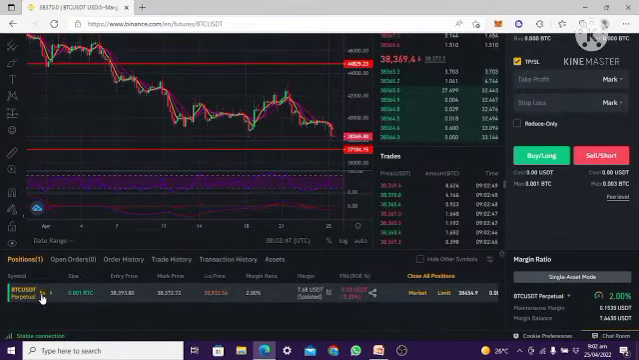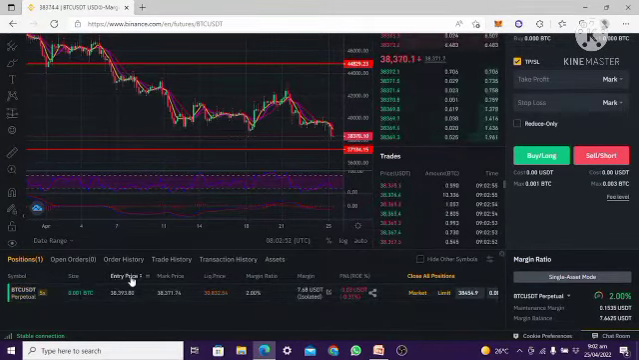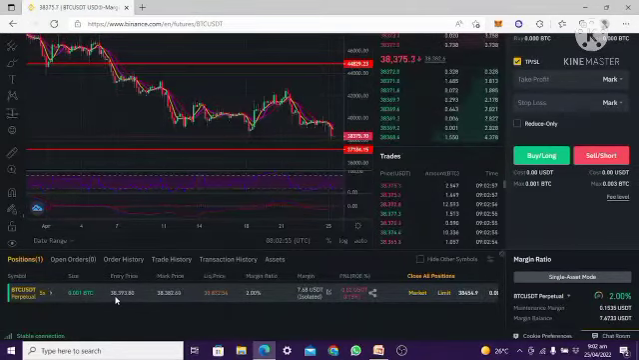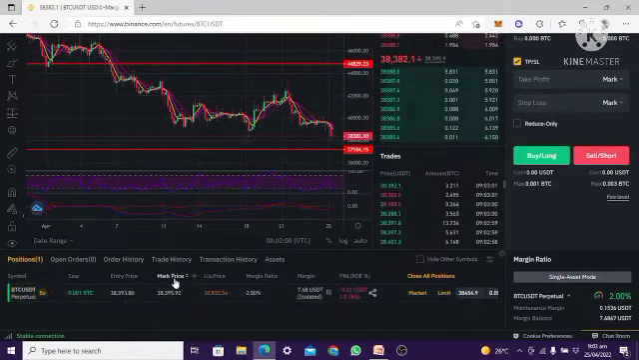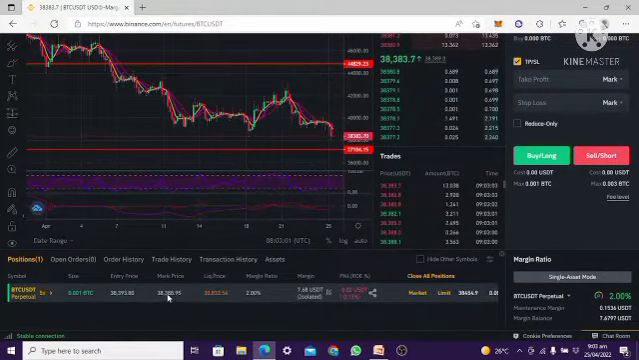So let's see, this is your position, right? We can see the size of BTC is 0.001 and the entry price is at $38,393.8 level, while the market price at the moment is sitting at what?